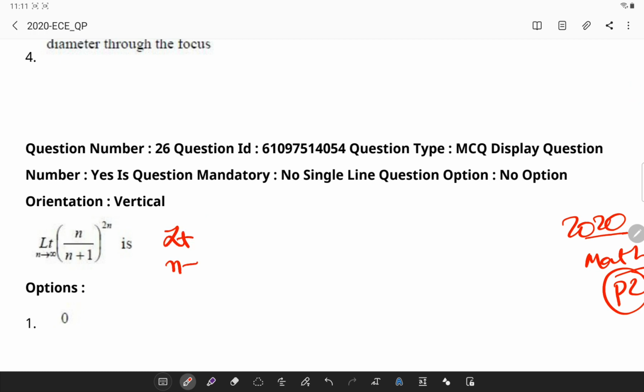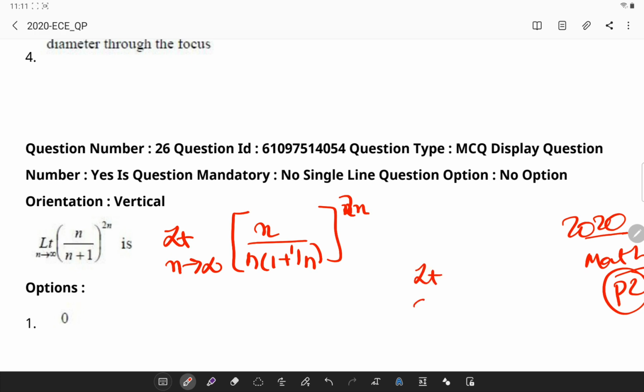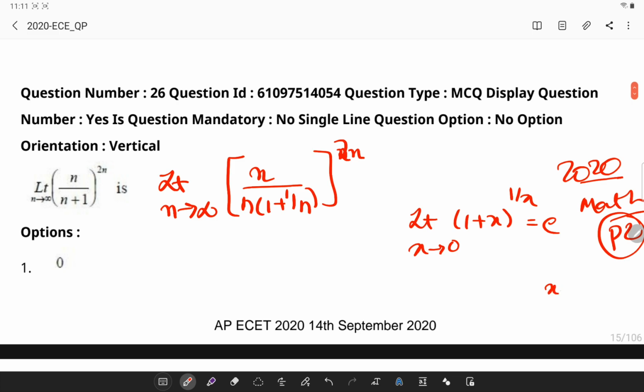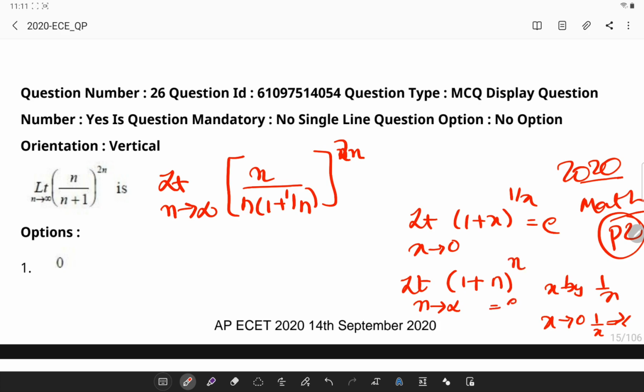So here I'll take n common from the numerator and n common from the denominator, whole power 2n. So let's remember the formula. Limit x tends to 0, (1 plus x) whole power 1 by x is e. Now let's replace x by 1 by n here. As x tends to 0, 1 by x tends to infinity. So I can simply write limit n tends to infinity (1 plus 1 by n) power n is e.